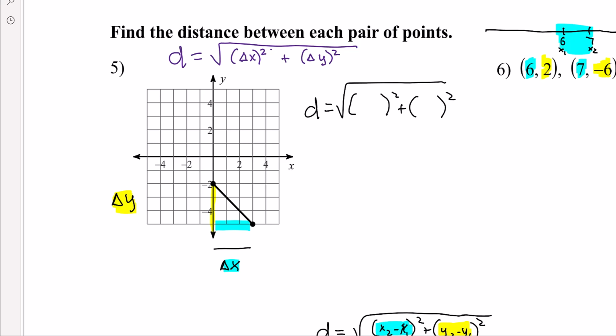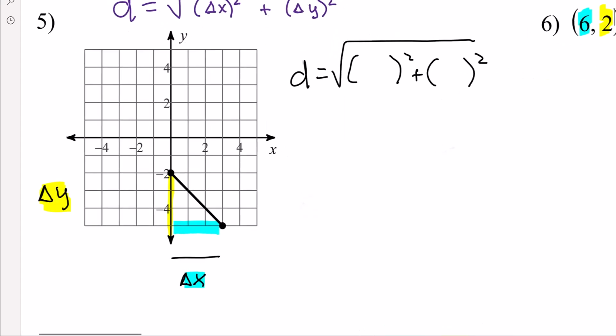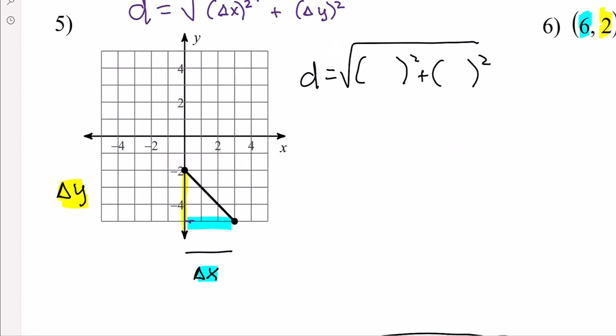Okay, here's a refresher on using the distance formula two different ways. When you have a graph and you can actually count the distance, this is what I recommend doing. So you have this line that you need to find this length right here. Distance equals. Well, create a right triangle.